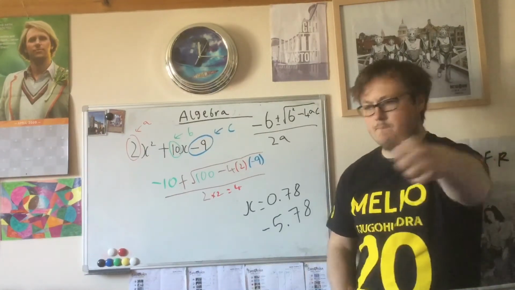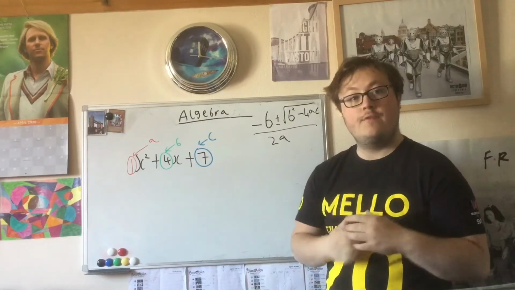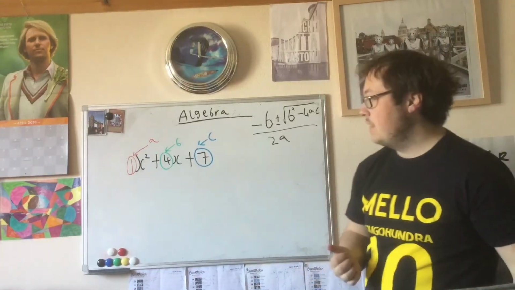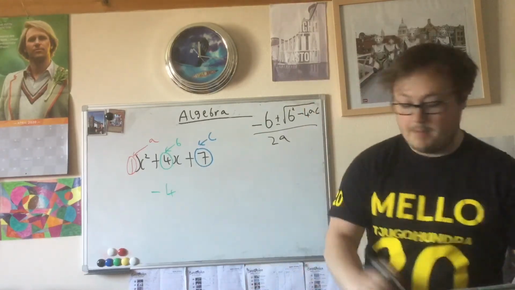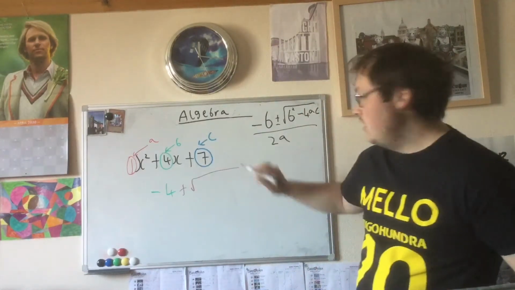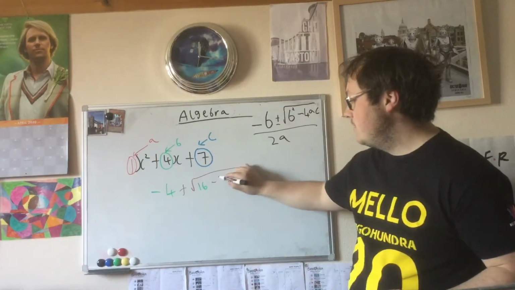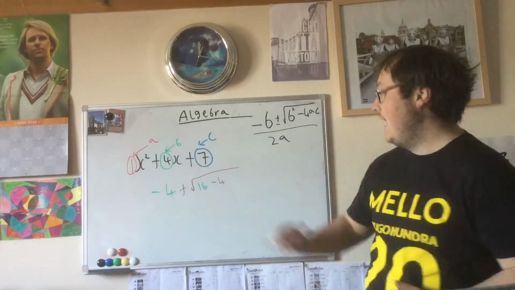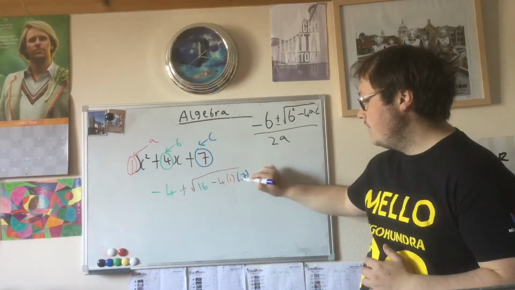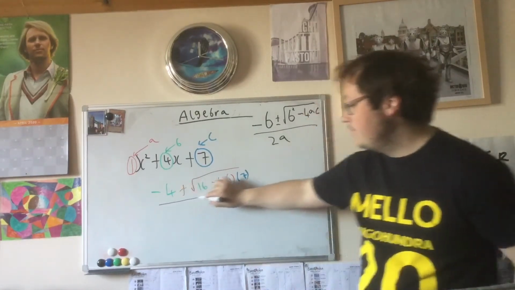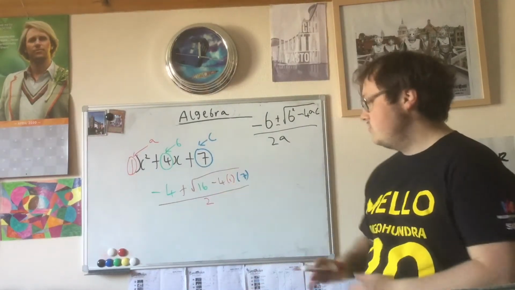Let's do another one. So let's try this one. We have x squared plus 4x plus 7. I've already identified what a, b and c are. Let's get on with it. The first bit is negative b, so we do minus 4. Then we do our plus or minus, we're going to do plus. Then we do b squared, so 4 squared gets us 16. Then we do minus 4 times our a, which is 1, times our c, which is 7. And we do that all over 2 times our a, so it would be 2 times 1, which is 2.